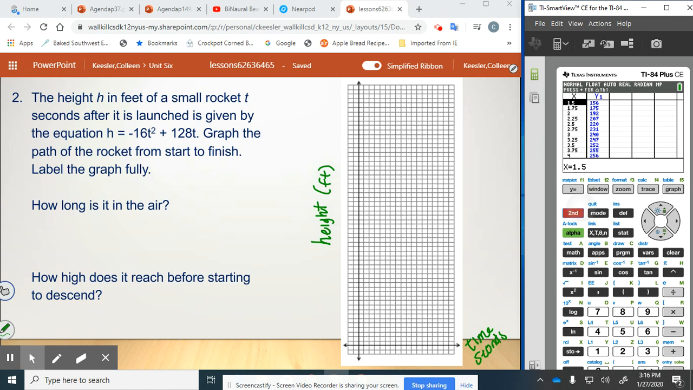All right, so now I want to change my table setting again. Let's start at 0 and go up by 1 for now. If we have to change that later, we can. Right away, we see the whole path, 0 to 8, which gives us 0 to 0 for the range. And we see our vertex at 4 and 256, which means we have to go up as high as 256. So we have to break this down so that we can fit that 256 in there.